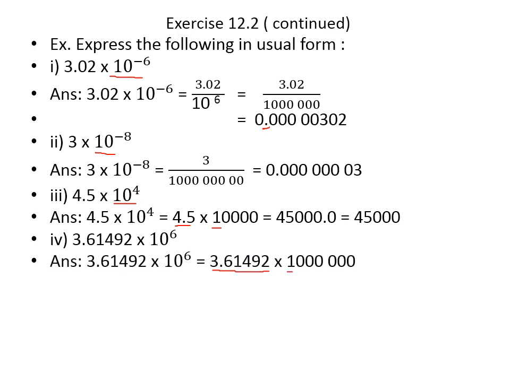So one more example, 3.61492. This can be written as it is. Then 10 raised to 6 can be written as 1 followed by 6 zeros. If you multiply this with 1, close the zeros, you will get it as it is, put the 6 zeros. Then the decimal places are 1 2 3 4 5. After 5 digits you can put the decimal point. So this is equal to 3614920. This is how we write the numbers in the usual form.